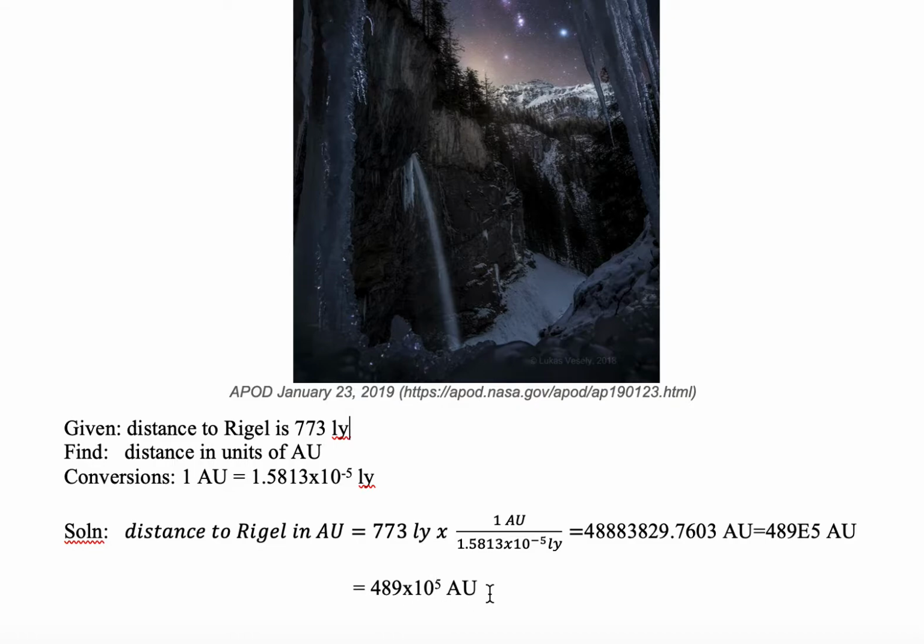So given that the distance to Rigel is 773 light years, this is also saying in terms of astronomical units that's 489 times 10 to the 5th astronomical units. Or about 49 million astronomical units. So the distance to Rigel is about 49 million times longer than the distance between the Earth and the Sun.